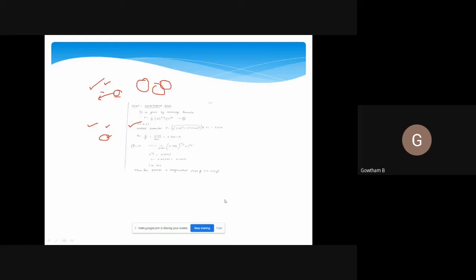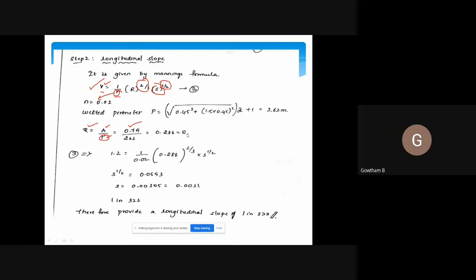I think I had shown the same in the next step. You can see the perimeter is given by the square root of 0.45 square plus 1.5 into 0.45 square, because the hypotenuse square is there. I took that square to this side, so this becomes a square root. The whole is multiplied by 2 because two triangles are there. Plus 1 is the bottom width of the trapezoidal section. Altogether, the wetted perimeter is how much?